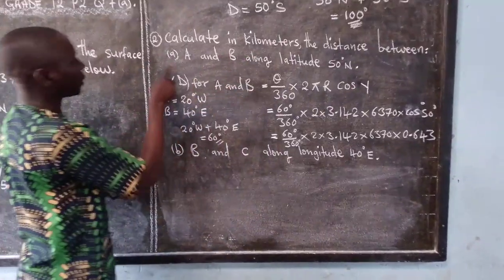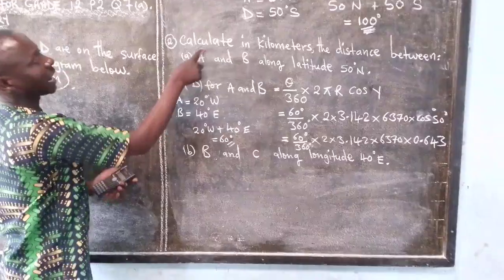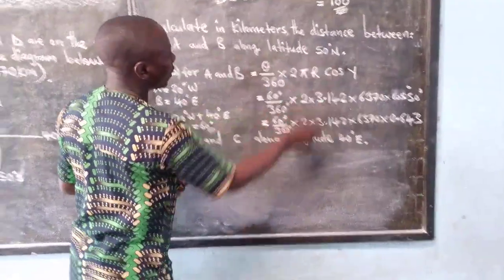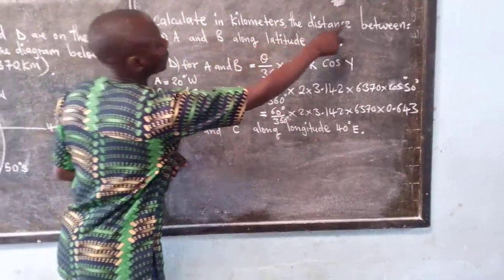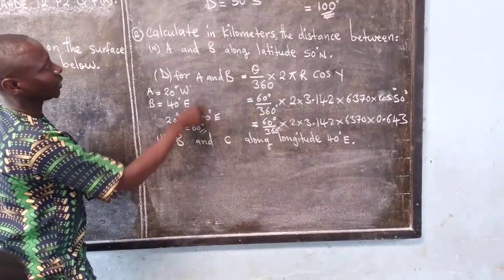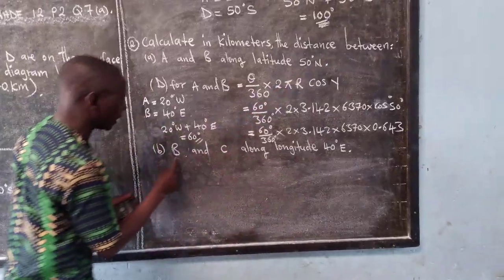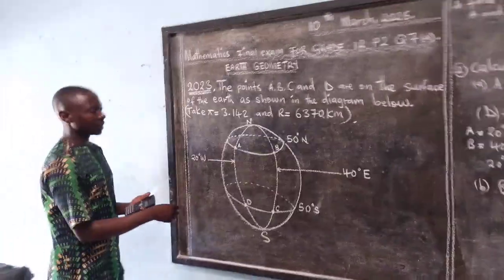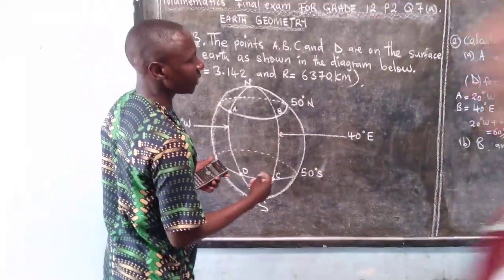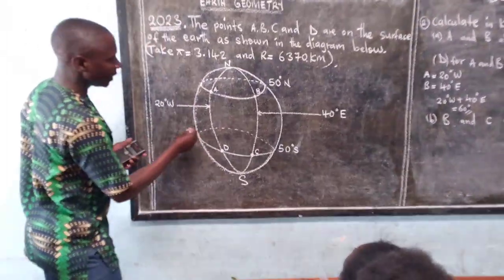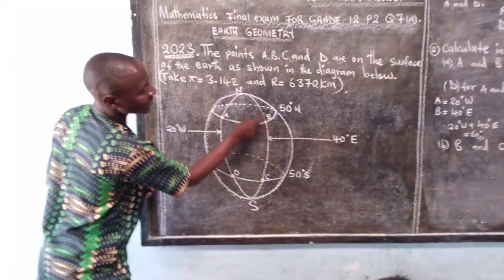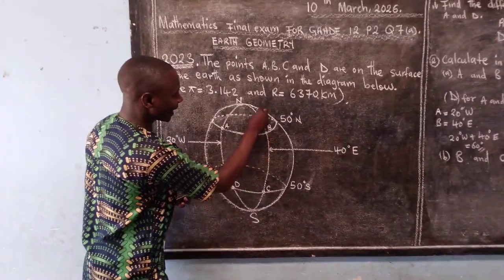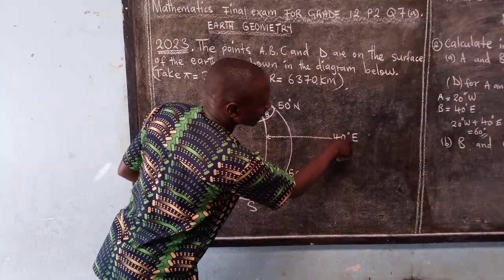Calculate in kilometers. We are now on question 2B. Calculate in kilometers the distance between B and C along longitude 40 degrees east. What are they saying there? They want us to find the distance between B and C along longitude, along longitude 40 degrees east.